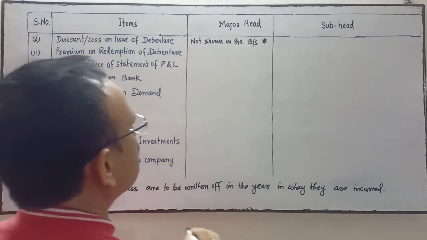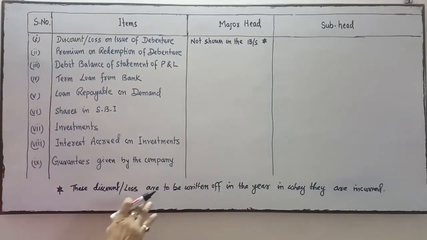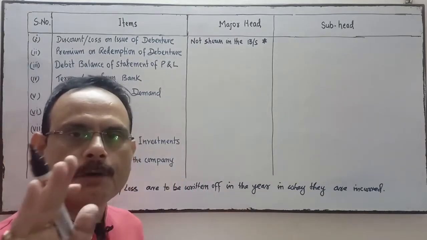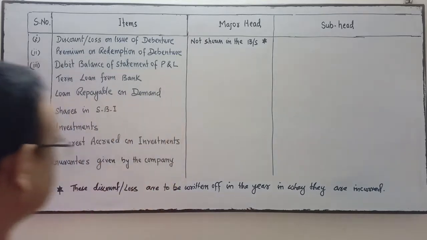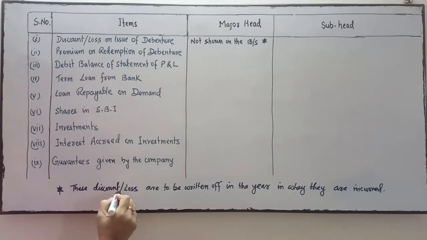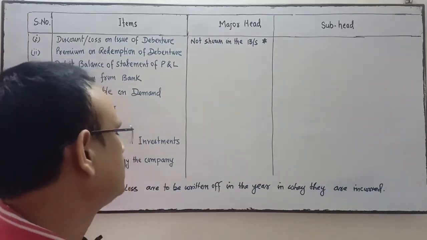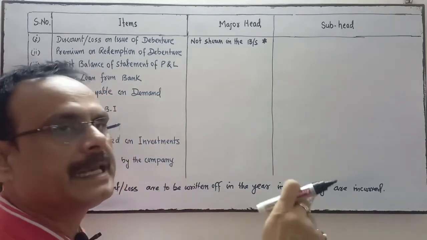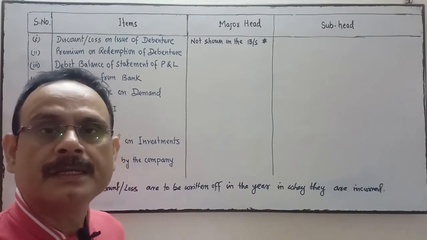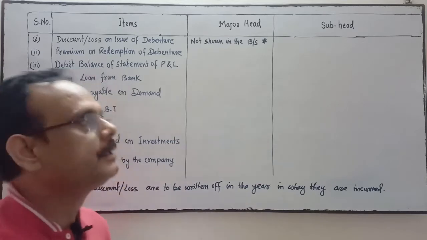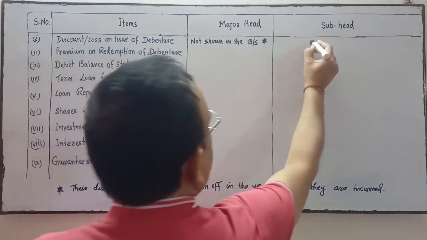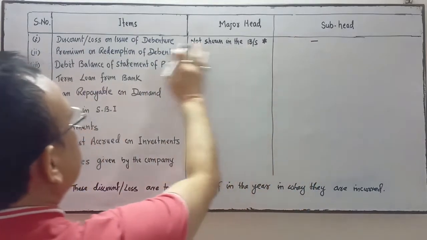So where will this be shown? This will be shown in the statement of profit and loss. These items, or these discount or loss, are to be written off in the year in which they are incurred from the statement of profit and loss. Is it clear? So there is no subheading because it is not shown in the balance sheet.